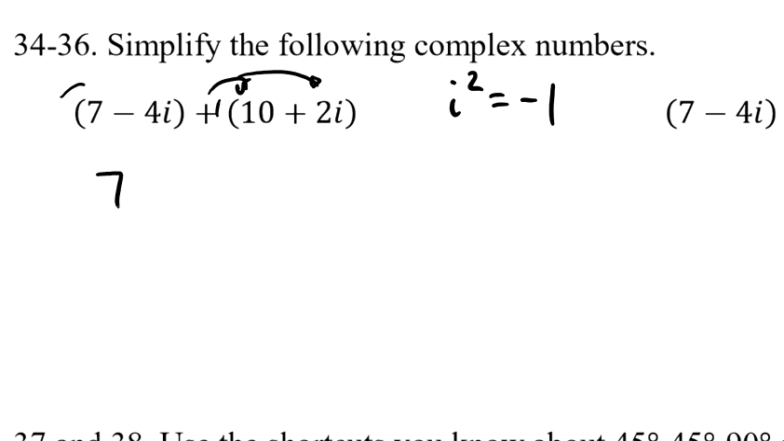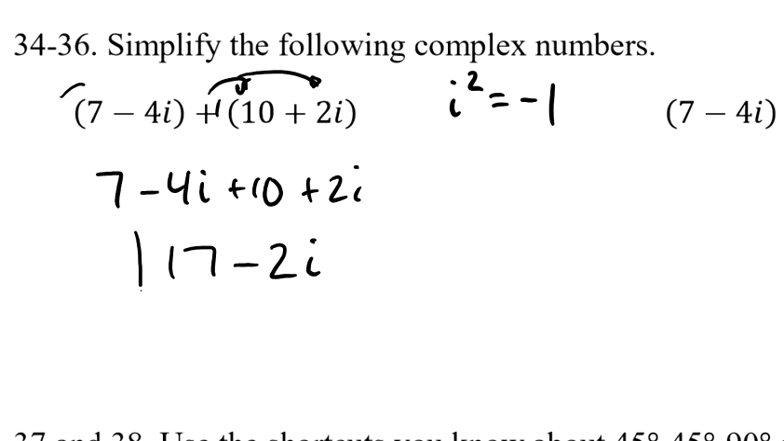So this is equivalent to 7 minus 4i plus 10 plus 2i. So if I simplify that, I'm looking at 17, and that would have to then be a minus 2i. And that's the answer. Pretty straightforward, really.